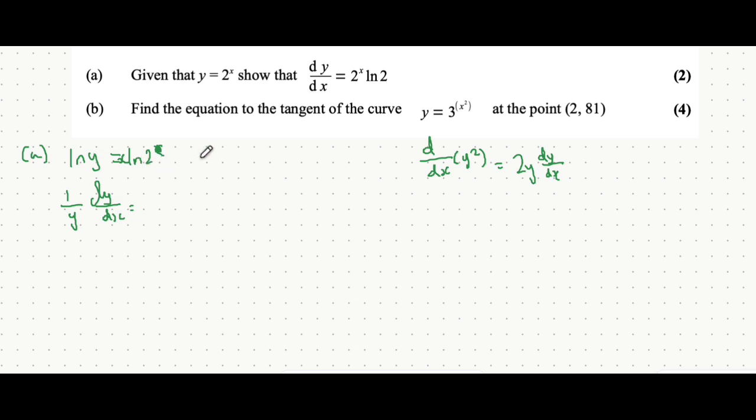Let's do the same on the right hand side. So x ln 2, don't get confused by the ln 2, honestly it's just a constant. So if you have like 5x, it would differentiate to 5. In the same way, x ln 2 would just differentiate to ln 2 because it's a constant.